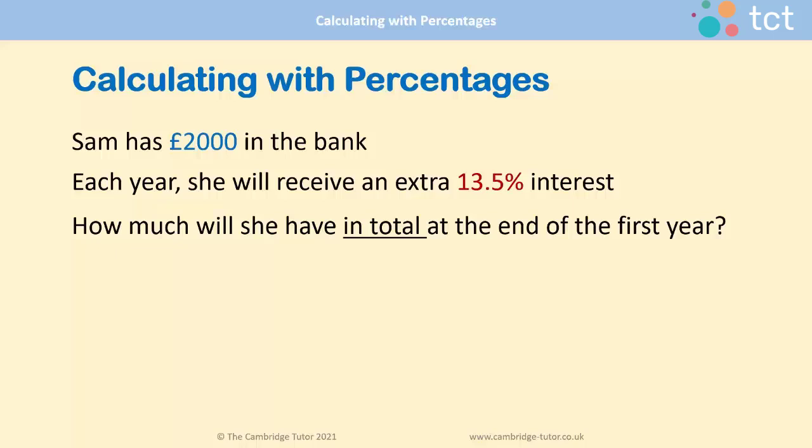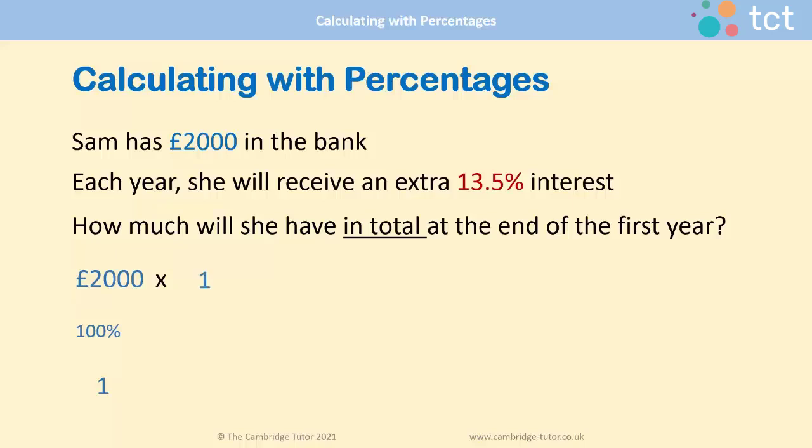Here's one more like that. Sam has £2,000 in the bank. Each year she will receive an extra 13.5% interest. How much will she have in total at the end of the first year? So that £2,000 is the 100%. Because we're looking at what she's going to have in total, we have to multiply that by 1 and the extra percent to get the total that she will have.